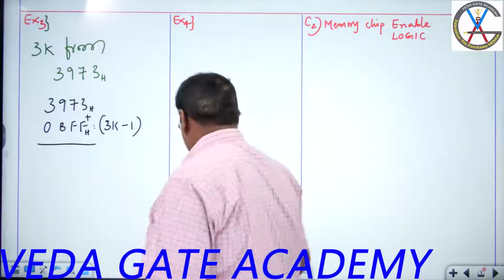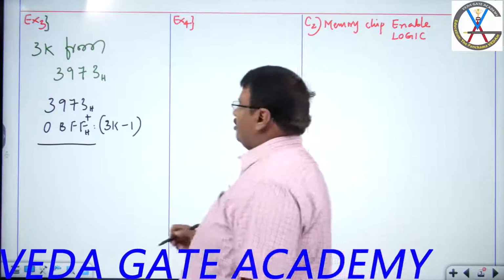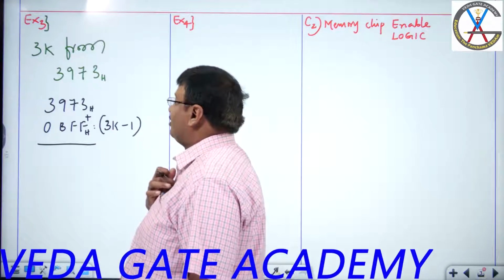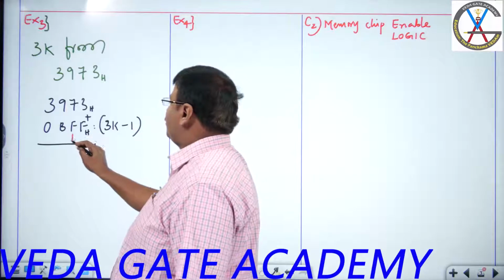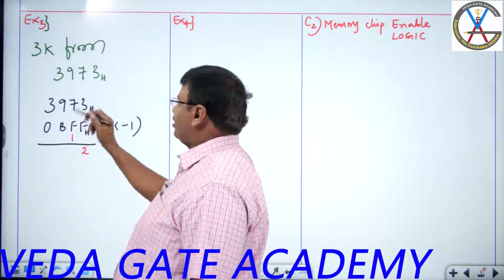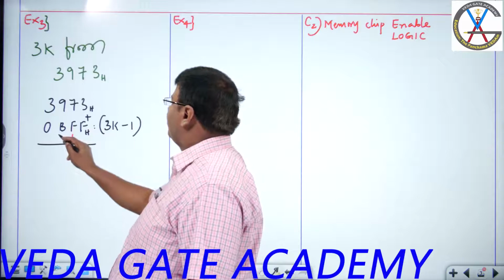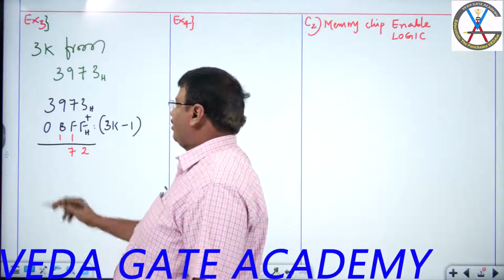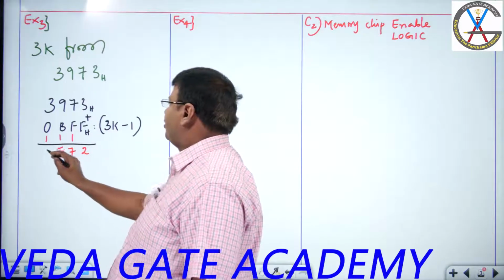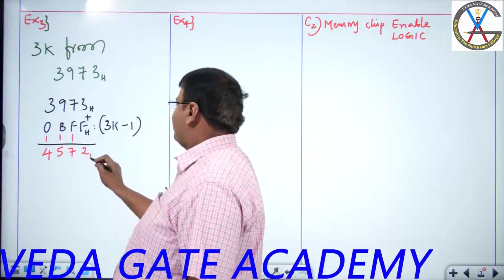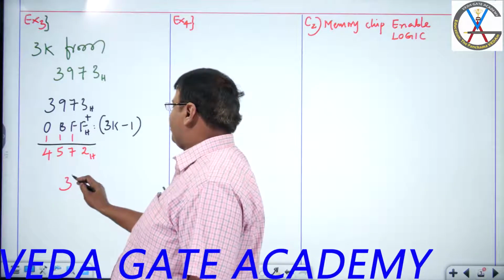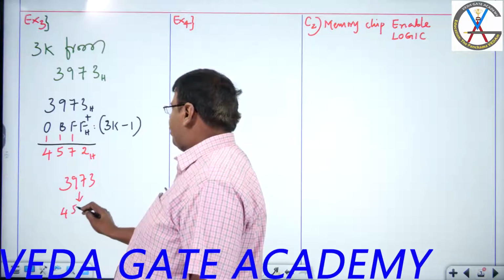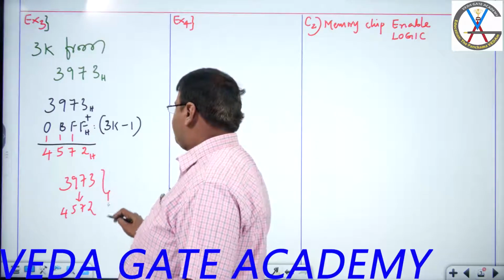So make an addition. So 3 plus F, 18. 18 is 16 plus 2. 16 plus 7, 23. So 16 plus 7, 1, 7. So 11 plus 1, 12 plus 9, 21. 21 is 16 plus 5. 3 plus 1 is 4. So 4572 hexadecimal. So it is 3973 to 4572 is of 3K range.